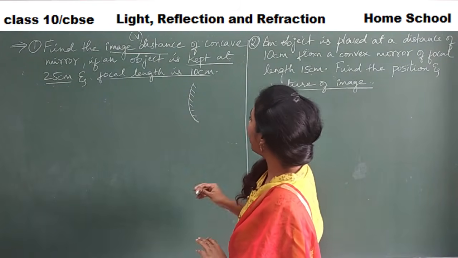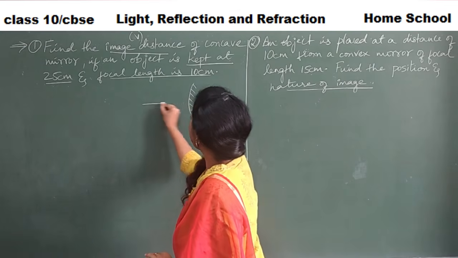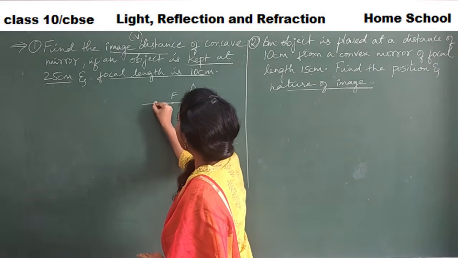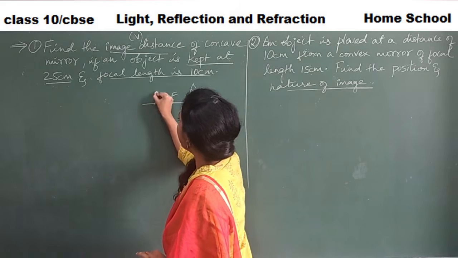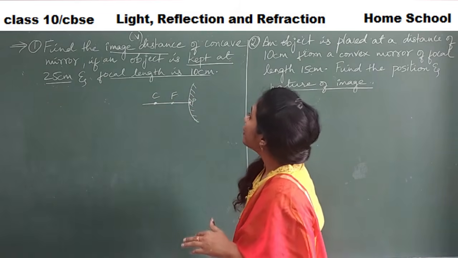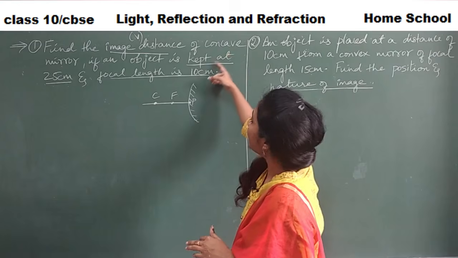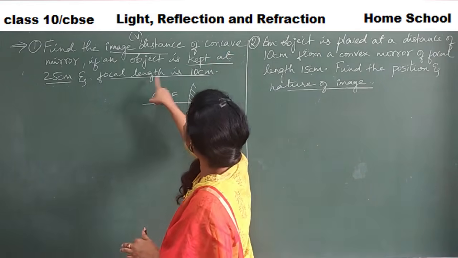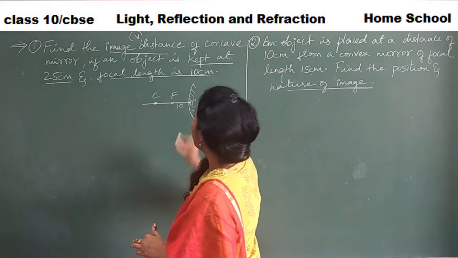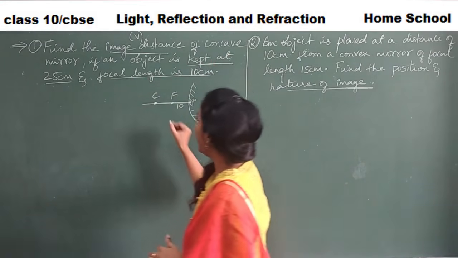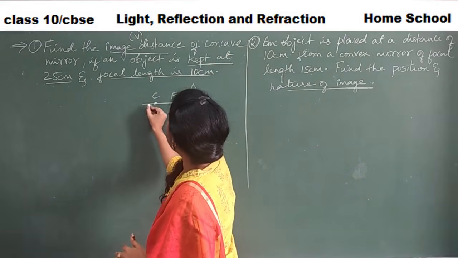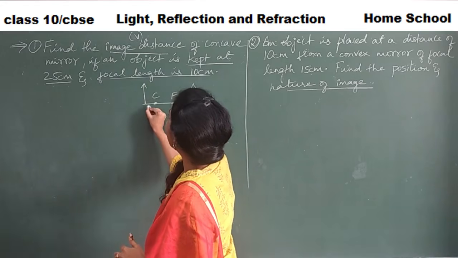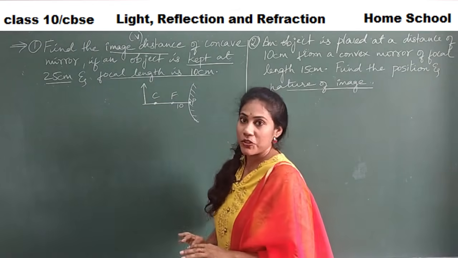So what they are asking, this is the pole, right? And this is the focal length, and this is my center of curvature. Okay, so what they have given, guys, where did they keep the object? They kept the object at 25 centimeter, focal length is 10 centimeter. That means somewhere behind C they have kept the object, right?